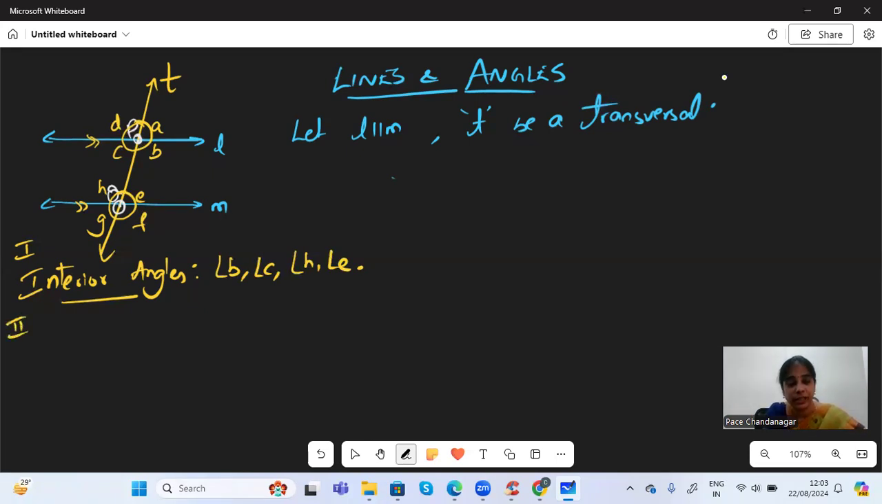Now coming to the second set, what are exterior angles? Which are lying exterior to these two walls of your house. So that is your A, D, G, and F. Those are your exterior angles, that is angle A, angle D, angle G, and angle F. So interior and exterior angles are done.